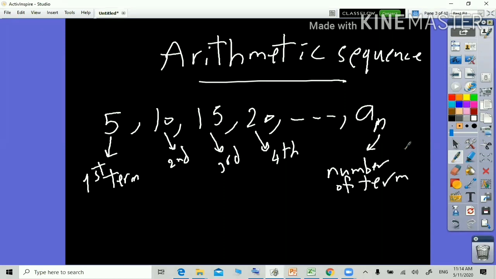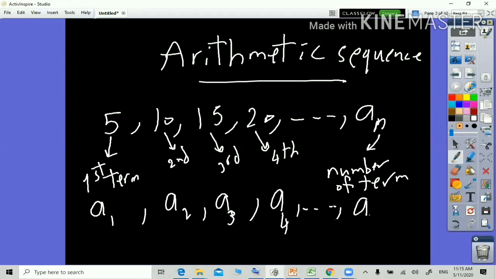So instead of writing first term, I will call it A1. A1 means term number 1. The second term, I will call it A2. The third term, A3. The fourth term, A4. And so on, till the last term, I will call it An. A1 means the first term in your sequence, A2 the second term, A3 the third term, and An is the last term.